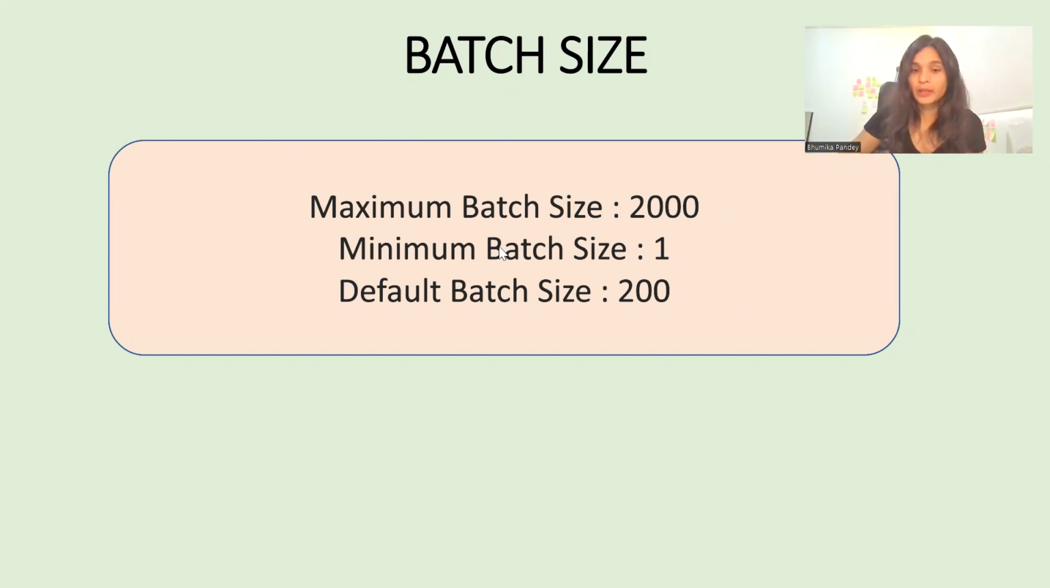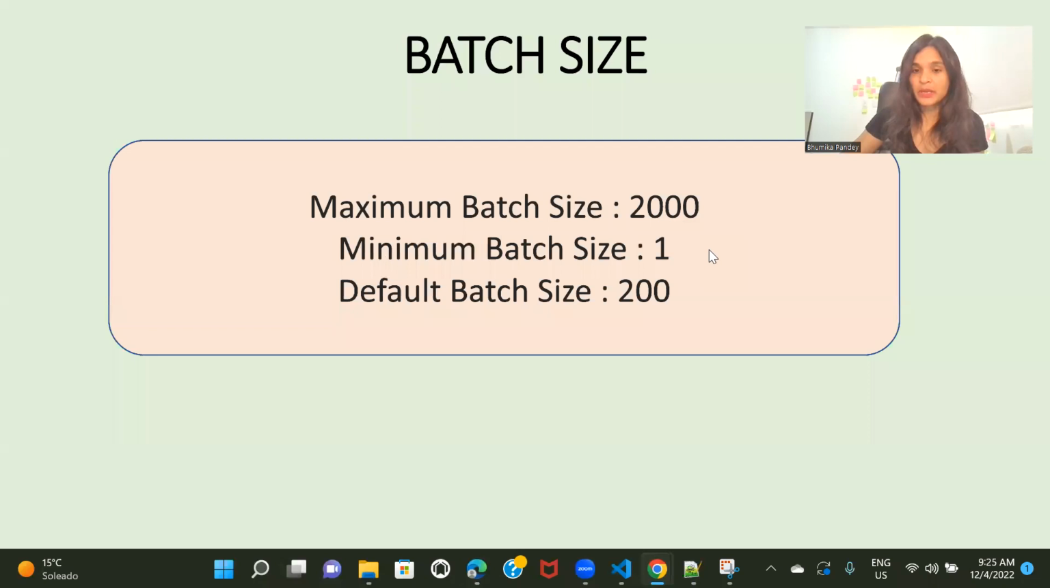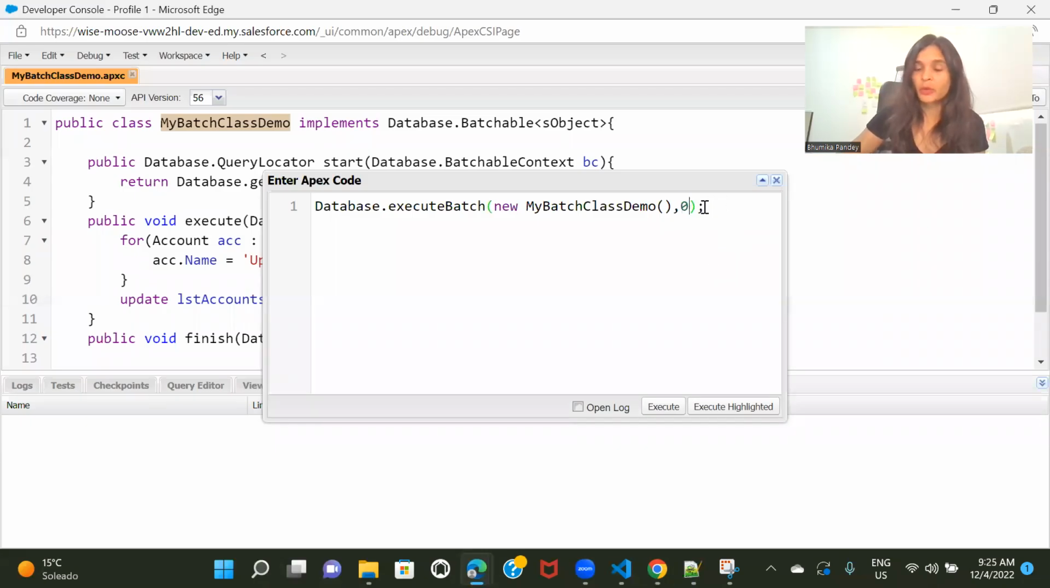The second thing, minimum batch size is 1. That means I cannot give 0. No, the minimum batch size you have to give is 1. But this doesn't make sense, right? If you give a minimum batch size of 1, you're creating a batch of one record. That means for 80,000 records, this batch is going to run 80,000 times, so it doesn't make sense. You can do better, right? If there's a limit available, then why would you give a batch size of 1?